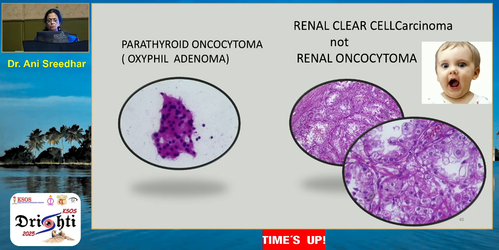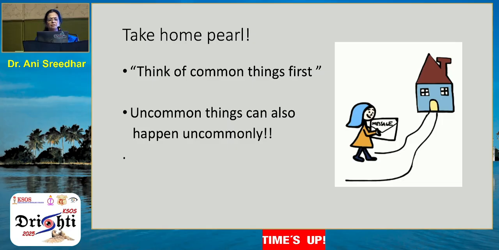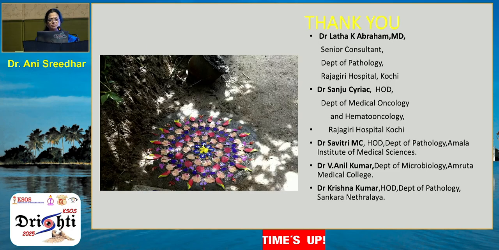carcinoma, clear cell carcinoma. So that is why I said that all these orbit cases throw up surprises, and your life can never be boring. So uncommon things can occur uncommonly, but think of common things first. But without all these pathologists and all these people, we could never have diagnosed all these cases.